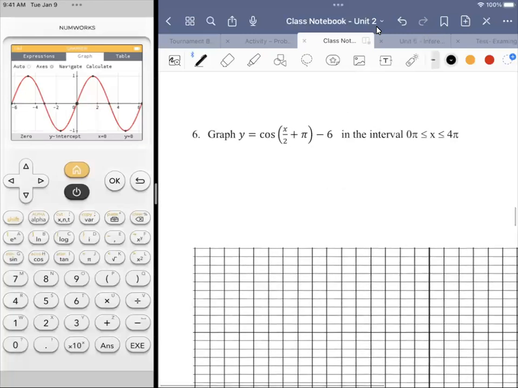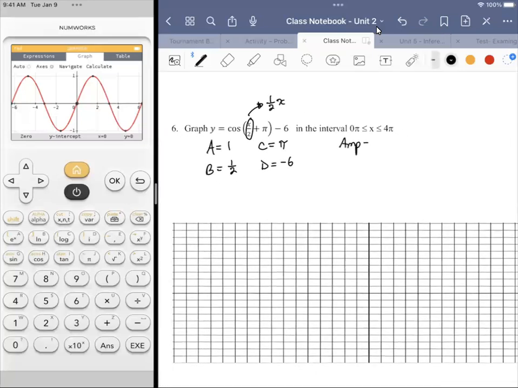All right, we have another cosine function here. This time we have a phase shift and a vertical translation. The A value is 1, the B value, just be careful about this. See, x over 2 is the same as 1/2 x. So the B value is actually 1/2. C is equal to pi. D is equal to -6.